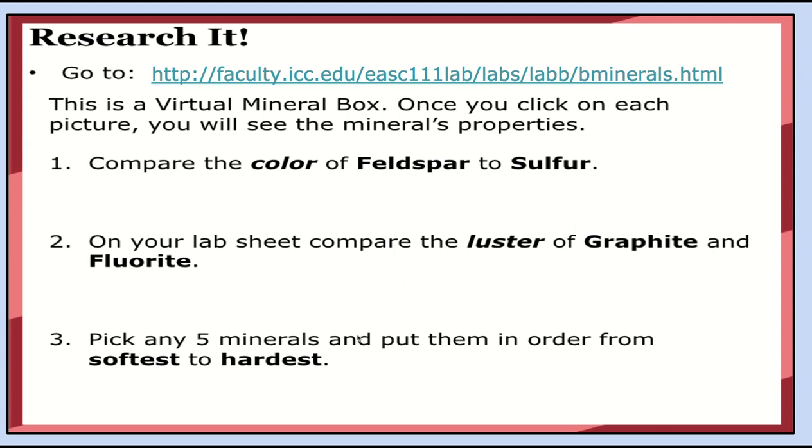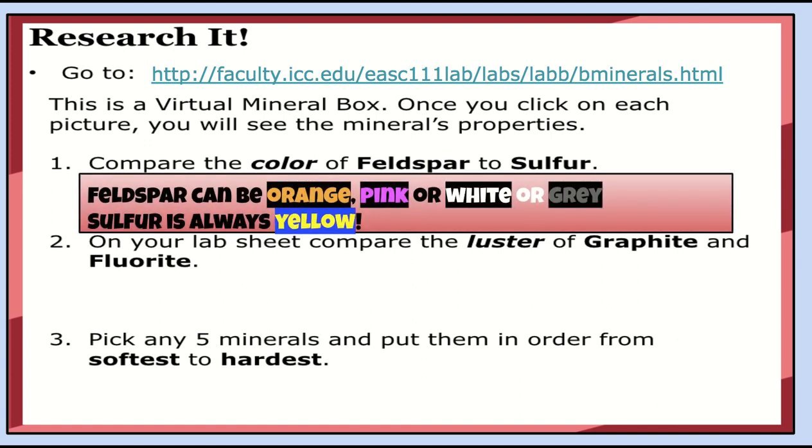Slide number 2, you could have done it one of two ways. You could have pressed this link, went to the website, or you could have used our new properties of minerals table. First question, comparing the color of feldspar to sulfur. It came right from your table. You could have said that feldspar was orange, pink, white, or gray. If you said one of those, that's fine. Don't waste time adding the other ones. And sulfur is always yellow.